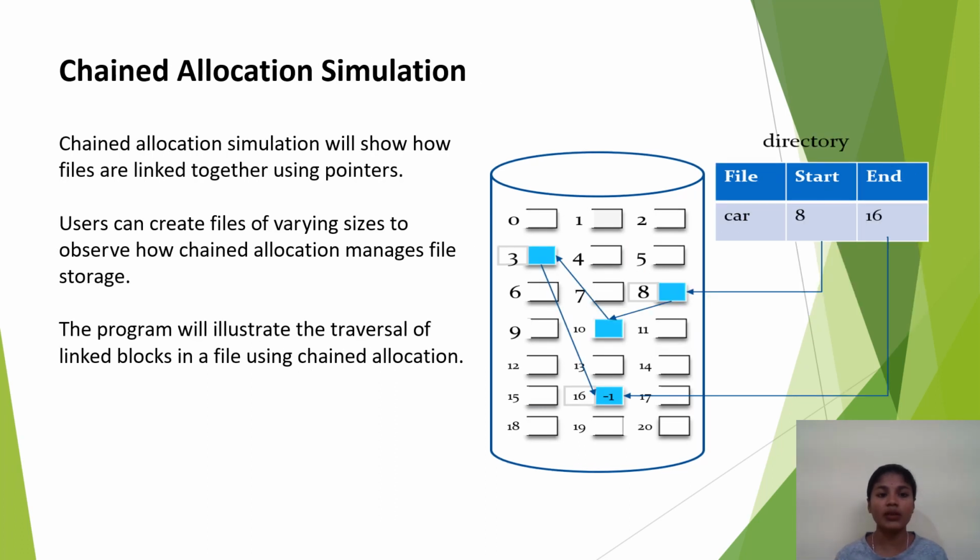Chained allocation simulation. The chained allocation simulation will show how files are linked together using pointers. The user can create files of varying size to observe how chained allocation manages file storage. The program will illustrate the traversal of the linked blocks in a file using chained allocation.